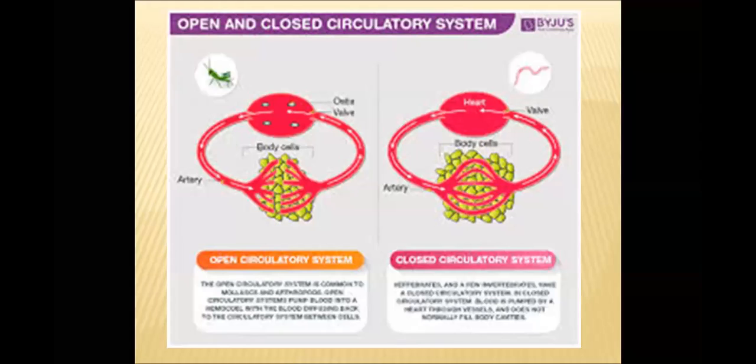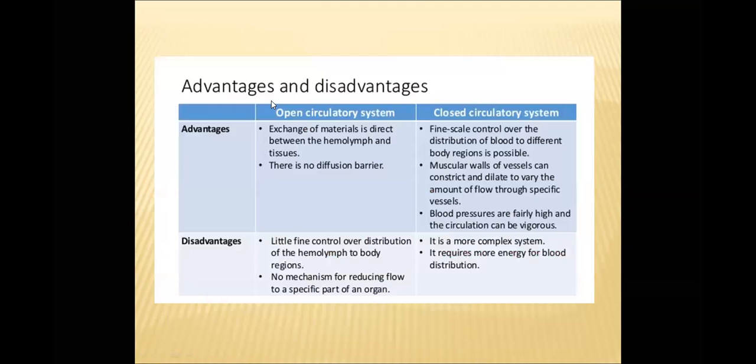Organisms with an open circulatory system are small or less developed animals like insects and some molluscans and some echinoderms. These animals do not require high pressure blood circulation. That's why the open circulatory system serves their purpose. Now, coming to the advantages and disadvantages of these two circulatory systems, first the advantages of the open circulatory system.